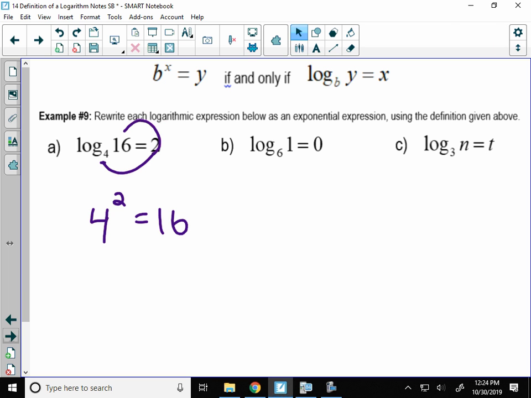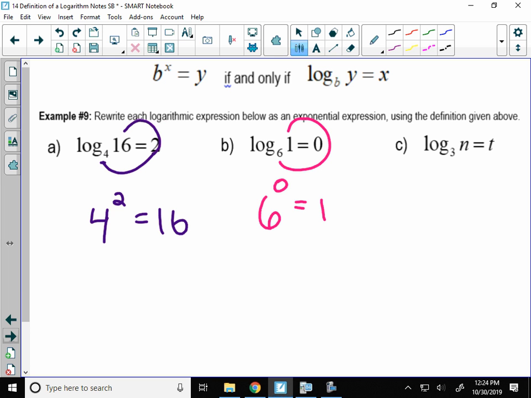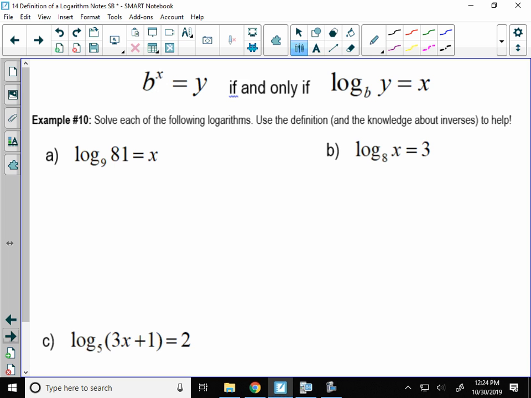So what's the next one if I follow the same pattern? 6 to the 0 equals 1. True statement. What's the last one here? 3 to the t equals n. Okay. So all we've done so far is use the definition of a logarithm to go between the two formulas. Okay. Now let's use it for some kind of purpose here. Let's solve some equations. We're going to solve a logarithmic equation. That means we start with a log.